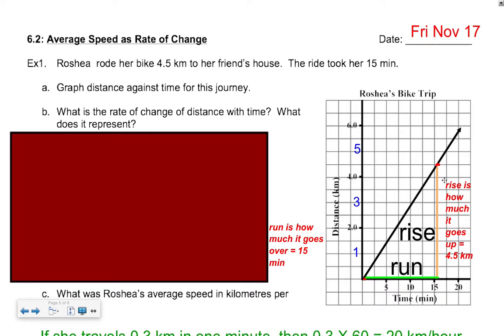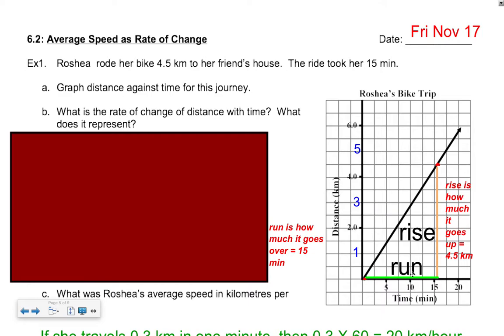You might be copying down this rise and run and you don't know what I'm talking about, but I guess you're maybe seeing it. As you get the graph done, you will see you're going to want to copy this triangle, right? And we always use a triangle to help us find rate of change.